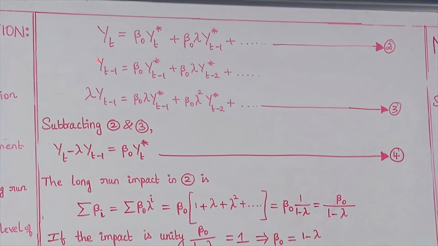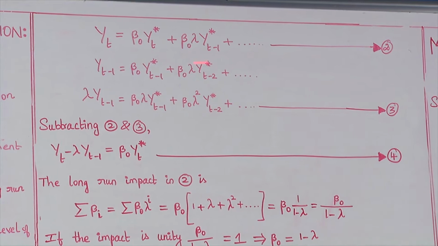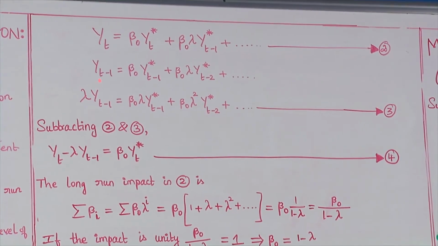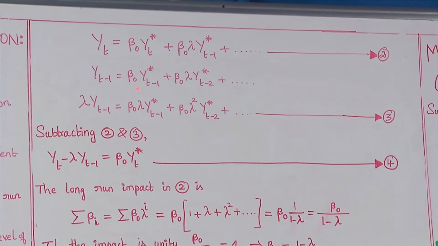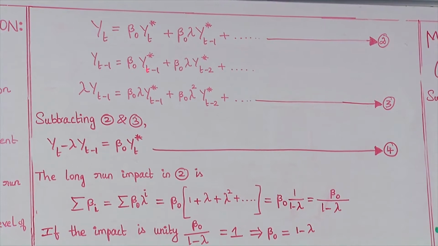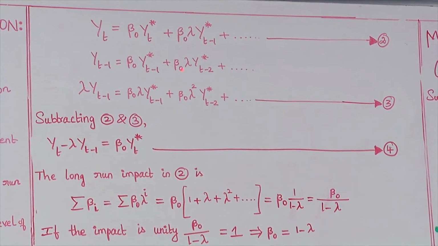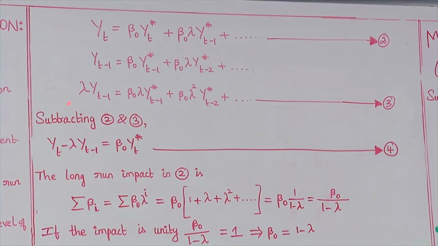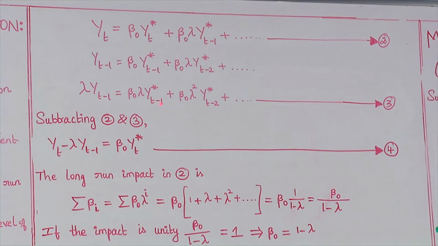We can write an equivalent lag equation of this one, that is Y t minus 1 equal to beta 0, where we substitute t minus 1 for t. So, that becomes beta 0 Y t minus 1 star plus beta 0 lambda Y t minus 2 star, and it goes like that. If we multiply this second equation by lambda, we get lambda Y t minus 1 equal to beta 0 lambda Y t minus 1 star plus beta 0 lambda square Y t minus 2 star, etc.